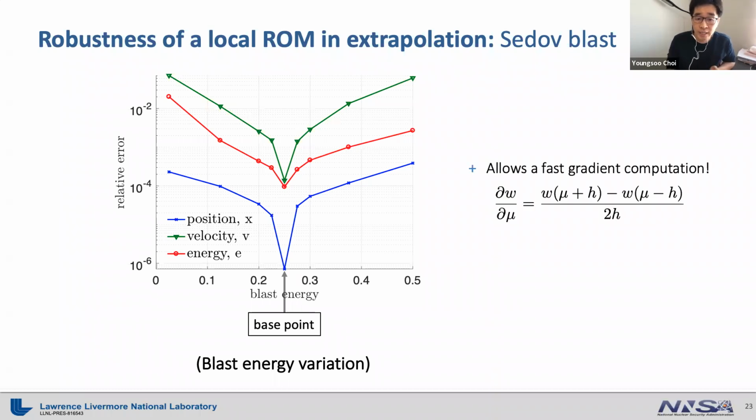This has a great implication, for example, in gradient-based optimization. Let's say you do not have a sensitivity implementation. As you may know, the implementation of the sensitivity can be quite complicated. In this case, you can approximate the gradient using finite differences. Here, if you do each function evaluation, for example, at some perturbed point using the extrapolation capability of the local reduced order model, you can approximate the gradient via finite differences very quickly, right?